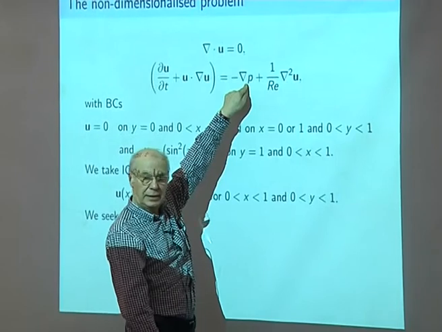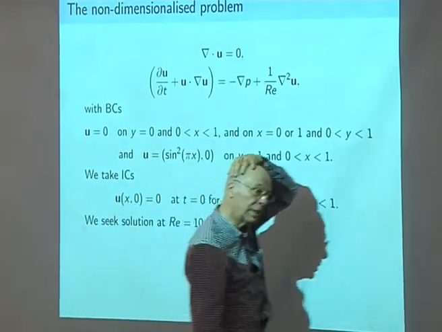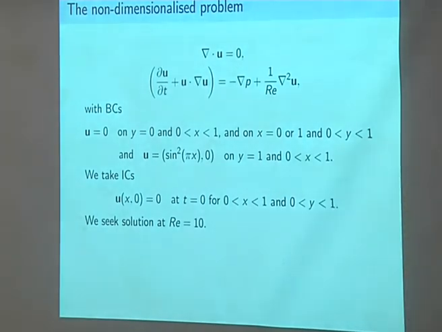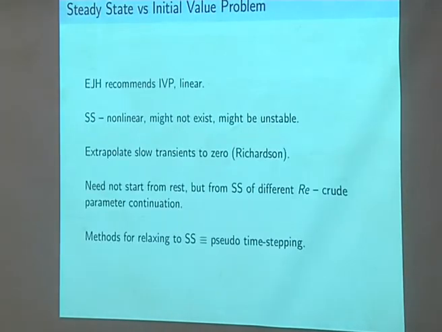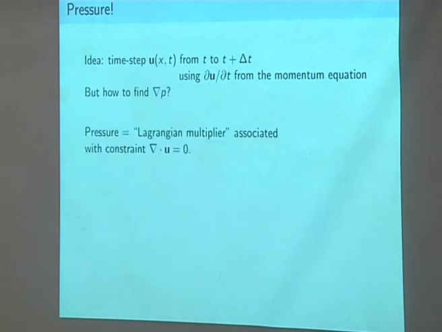But there's this thing sitting in the way. I need to know that. Where am I going to get that from? Okay. So we'd like to time step from t to t plus delta t, and we can read off du by dt from the momentum equation, except we don't have the pressure. So mathematically, this is not a helpful remark.